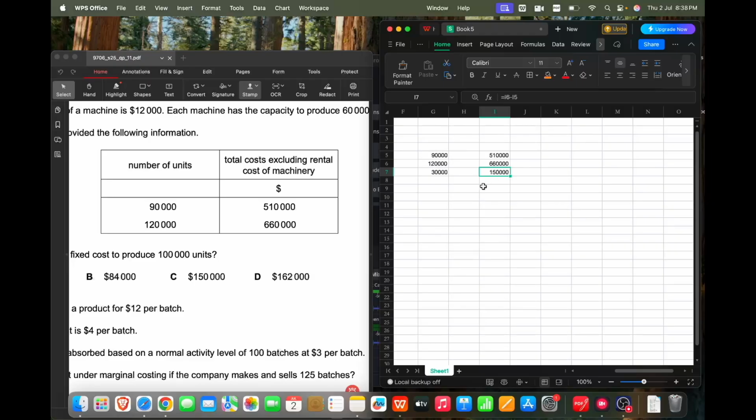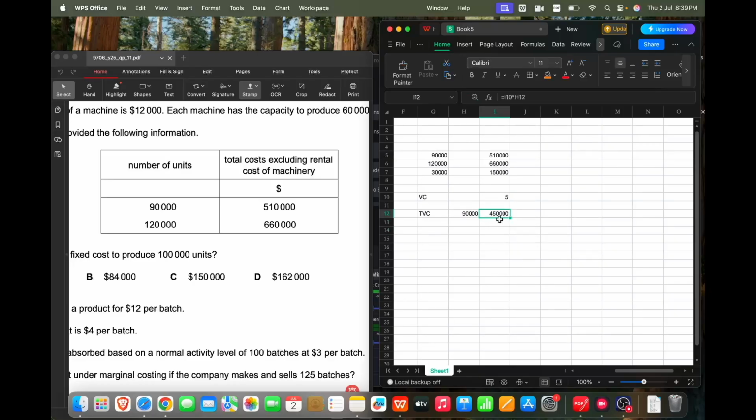So the cost that changes along with the output is called variable cost. So for 30,000 units I am paying 150,000. That means my variable cost for one unit would be 150,000 divided by 30,000, and that is $5. For one unit, the variable cost we are paying is $5. So my total variable cost for 90,000 units will be 5 into 90,000, and that gives 450,000.